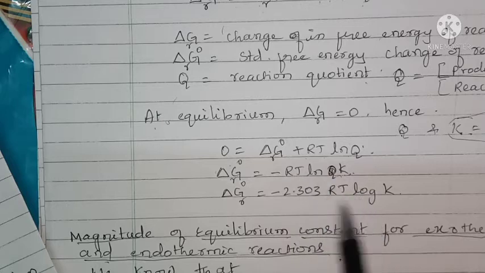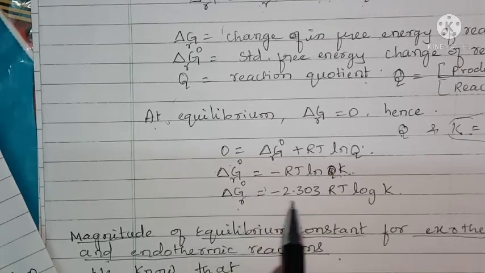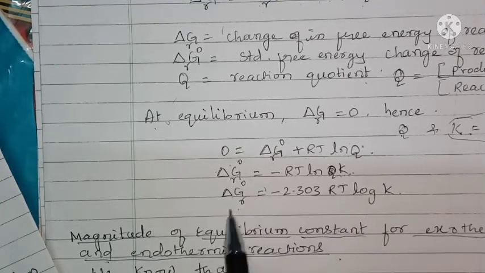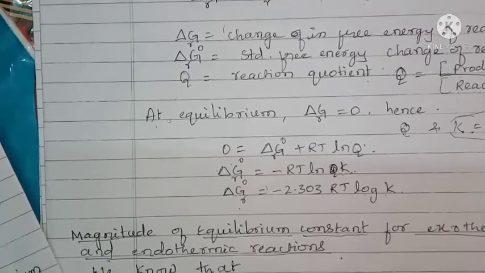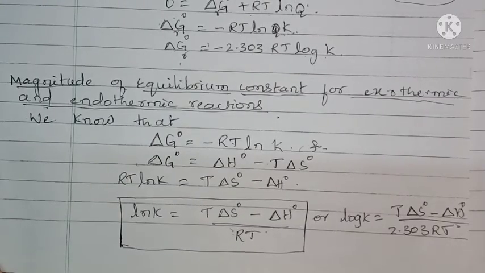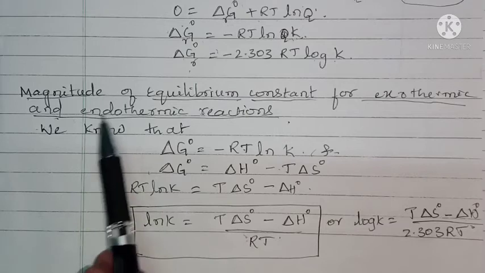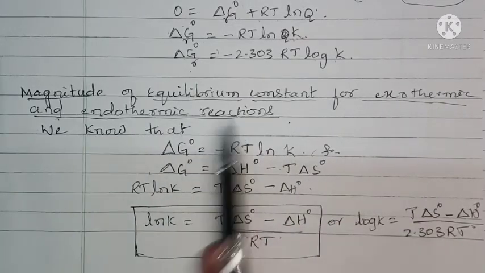In logarithm base 10 we can write delta G naught equals minus 2.303 RT log K. This is the relationship between standard free energy change and the equilibrium constant of the reaction. Okay, now we came to the last topic of thermodynamics, that is the magnitude of the equilibrium constant for exothermic and endothermic reactions.